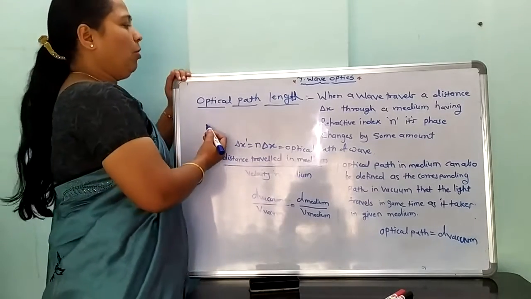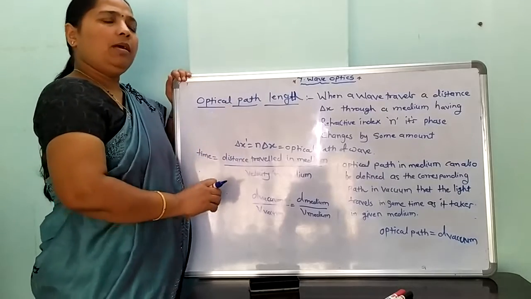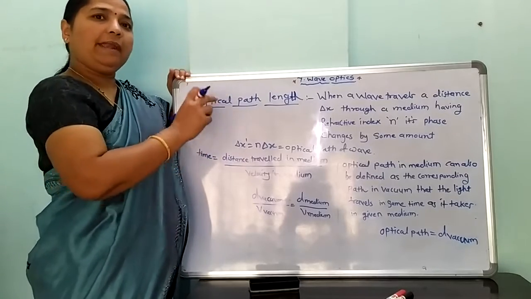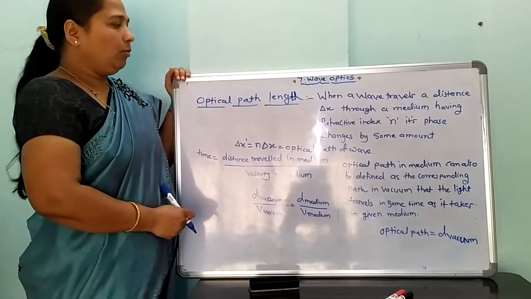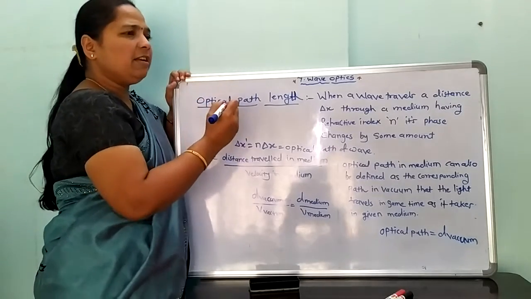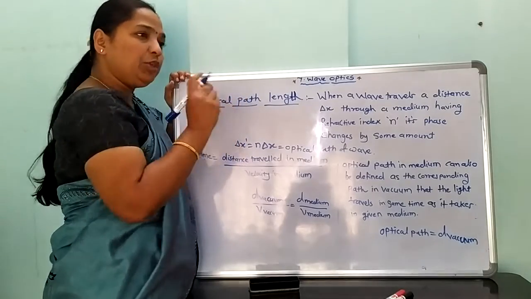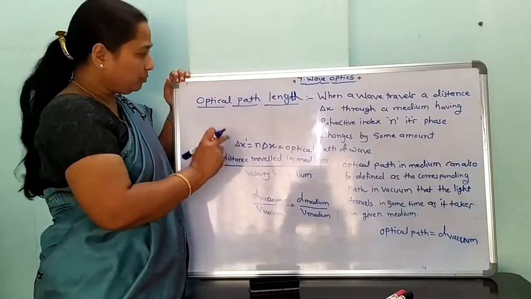We learn about optical path length. What is the difference between actual path and optical path of the wave? The actual path of the length: consider a distance delta x is covered in time t. It means the actual path is delta x.